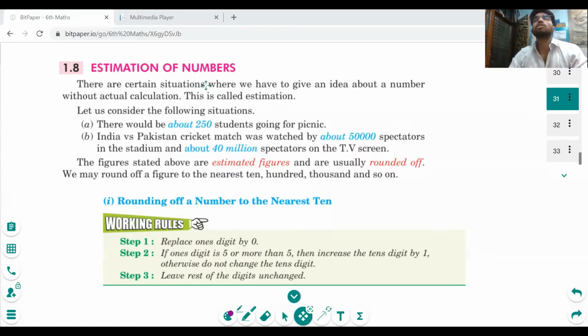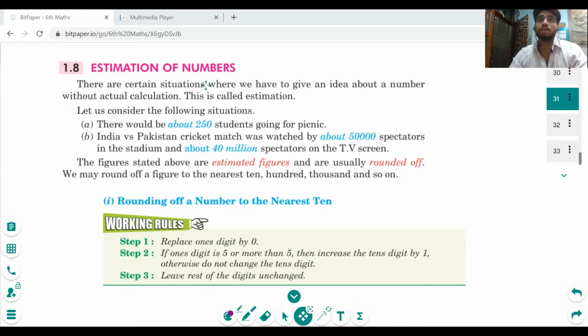Suppose you are sitting in a stadium and a friend of yours calls you and asks, how many people are there in the stadium? You cannot count them individually, right? You will say around 50,000, or maybe about 50,000. So this number that you gave isn't exactly the same number. It may be 55,000 or 50,400, but you estimated it, right? That you approximated it. So this is called estimation.